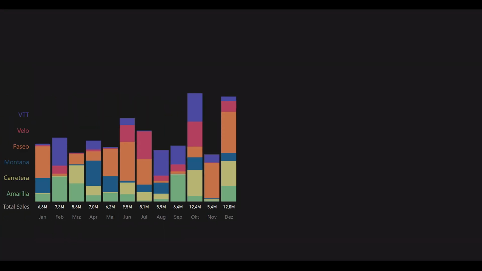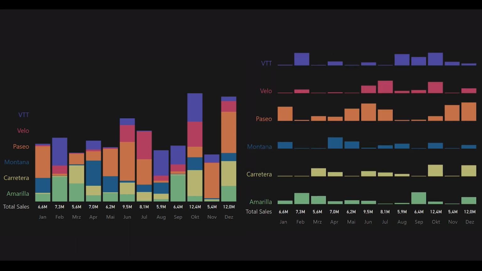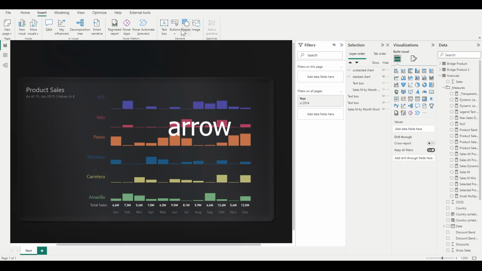So now we have the totals and the trend over time, and we also have the trend for the subcomponents. I want to be able to switch between these 2 views. We will use buttons and bookmarks for that. I will insert a blank button.